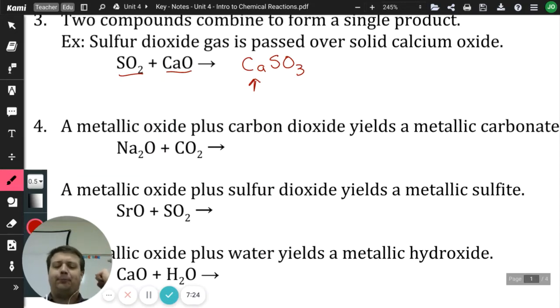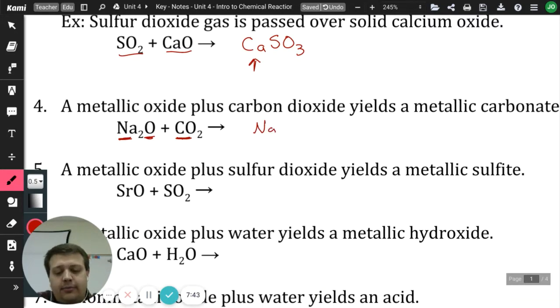So what does that look like? Here I've got sodium oxide plus carbon dioxide. Again, I've got a metallic oxide, so sodium's my metal, plus carbon dioxide. That will always produce the metallic carbonate. So sodium carbonate is CO3. We know that sodium has a +1 charge, carbonate has a -2 charge. Cancel those charges out, you get Na2CO3. Okay, so again, metallic oxide plus carbon dioxide will always produce that metallic carbonate.